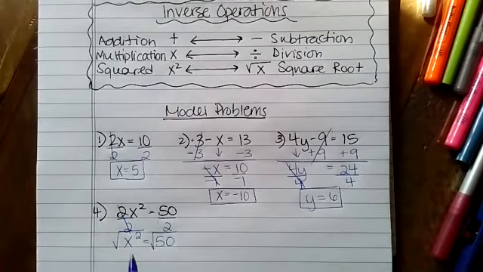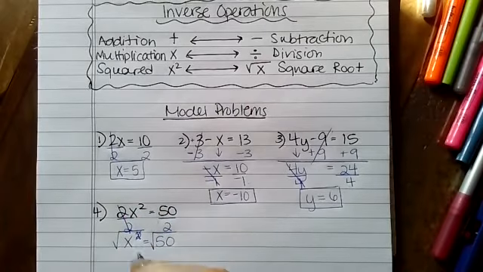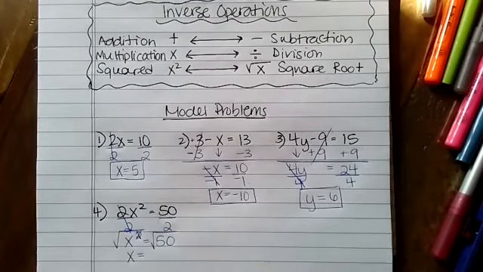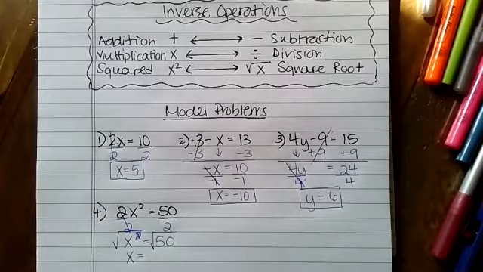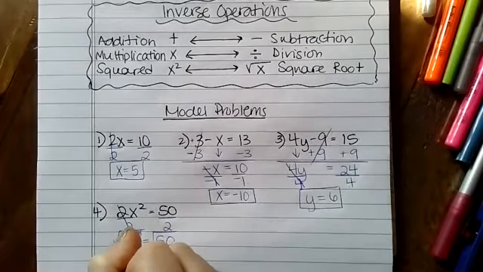So when I take the square root of something squared, it cancels out that exponent of a 2, and all I'm left with is just x, okay? And if you plug it into your calculator, you'll see that the square root of 50 is 25. And that, ladies and gentlemen, is my final answer.